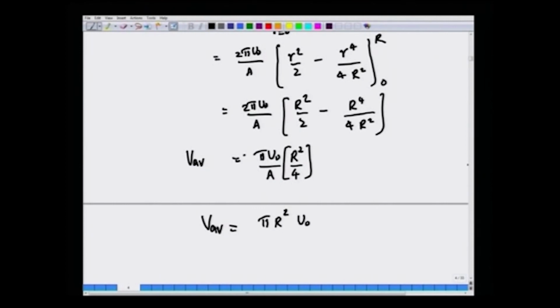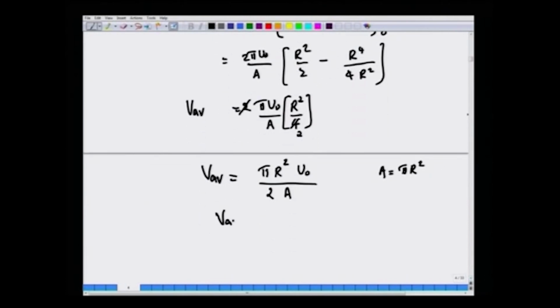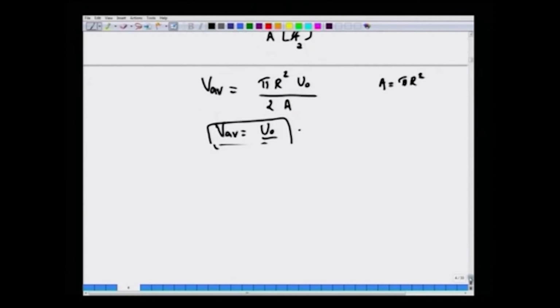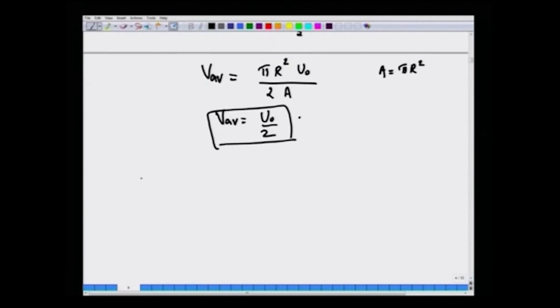So, V average is nothing but pi R squared u naught. Sorry, there is a factor of 2. So, this 2 will cancel the factor of 2 here. That will give you pi R squared times u naught divided by 2A, but A is the area of the cross section of the pipe. So, that is simply pi R squared. So, V average is u naught by 2. So, we have found that from the knowledge of the velocity profile for laminar flow in a pipe.